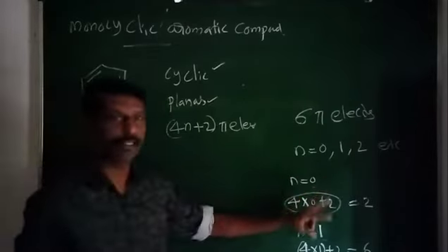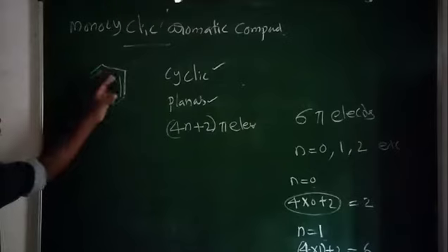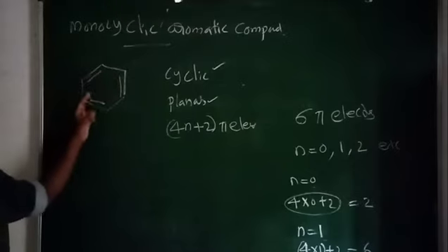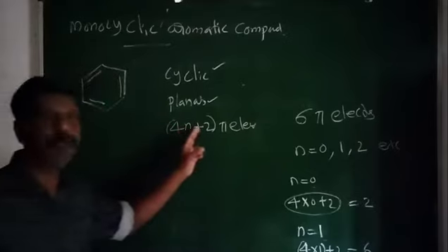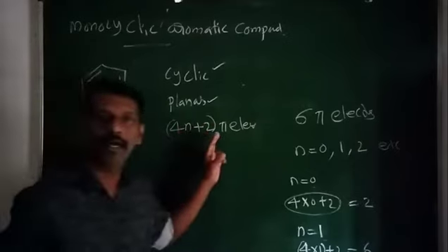When you give n equal to 1, 4 into 1 plus 2, how many pi electrons? 6 pi electrons. This molecule has 6 pi electrons, so it matches the formula when n equal to 1. So that condition is also satisfied.